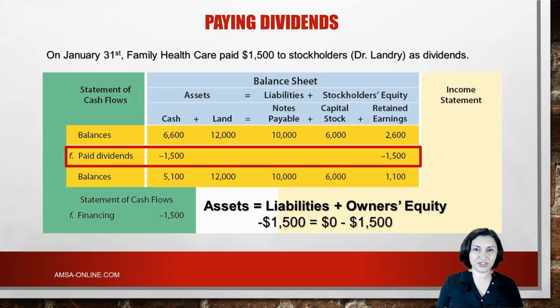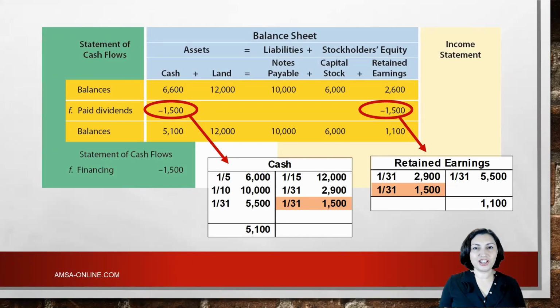Our last transaction is to pay $1,500 dividends. Will cash account increase or decrease? Will retained earnings account increase or decrease? The company paid dividends, which means that cash decreased and retained earnings decreased as well, as dividends decrease retained earnings. The cash account decreased by $1,500.